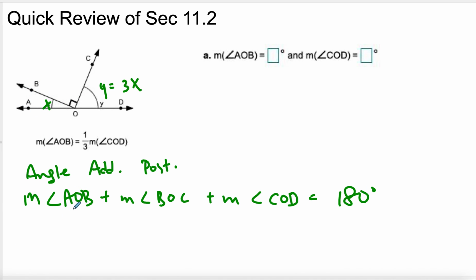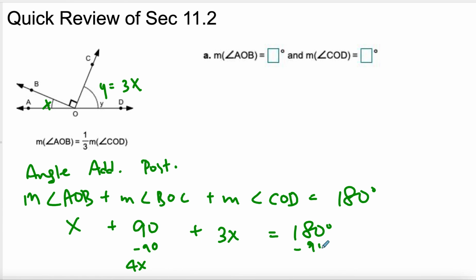Measure of angle AOB, we just said that it is x, and BOC is 90 degrees, and the measure of angle COD is y, but y is also 3 times x. So x plus 90 plus 3x is equal to 180 degrees. Because we know that the measure of angle AOB is 1/3 of that, then COD will be 3 times the other one. Then we can solve for x. Now it's algebra. So 1x and 3x, 4x. If you subtract 90 on both sides, you're going to get 90 on this side.